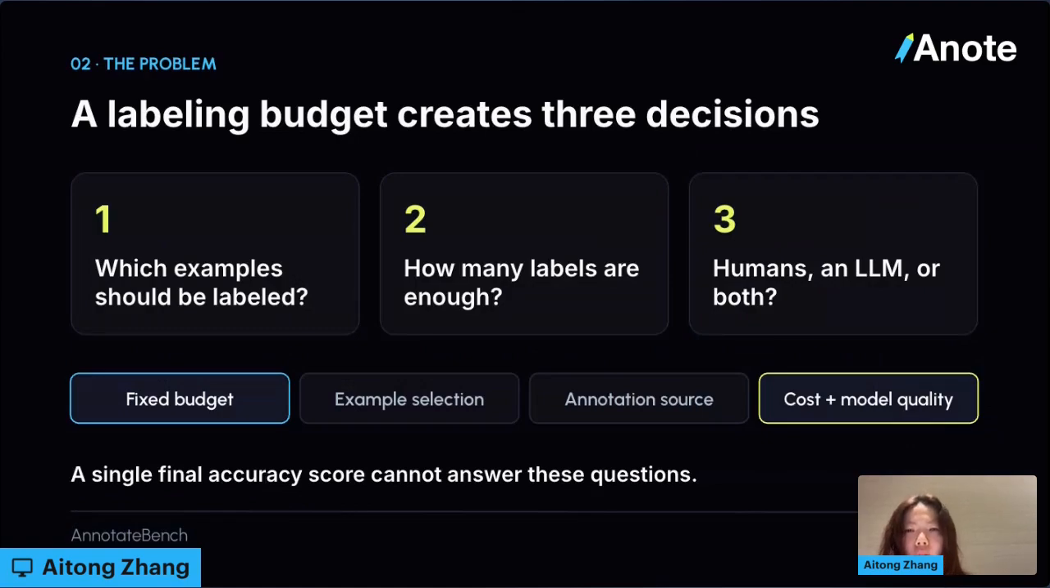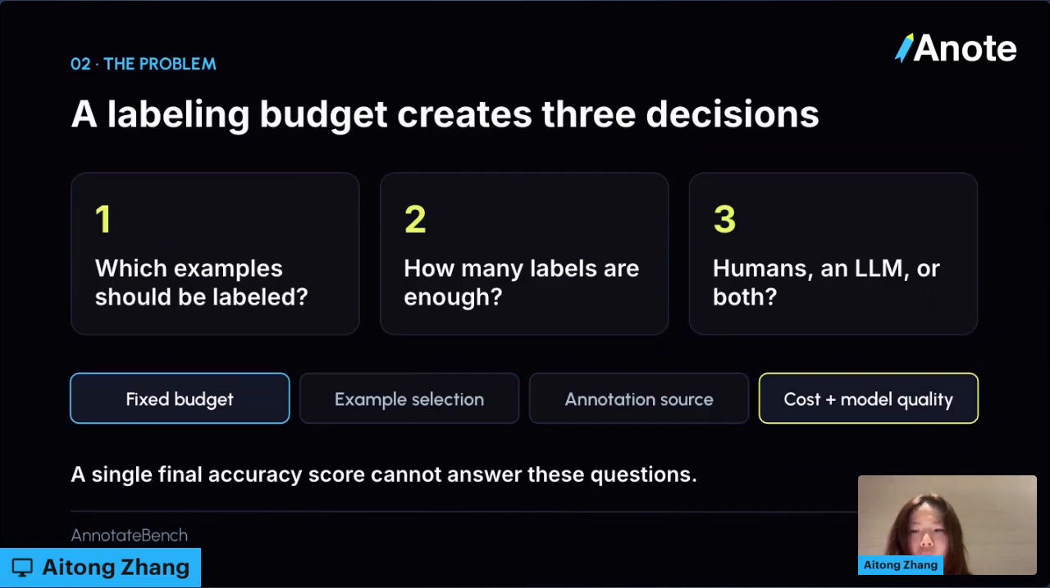Before training a classifier, a team with a fixed budget already faces three decisions. The first is the example selection. Which items from the unlabeled pool should receive labels? The second is the stopping point. Should we stop at 100 labels, 500, or 1000? And the third is the annotation source. Should the labels come from humans, an LLM, or a combination of both?